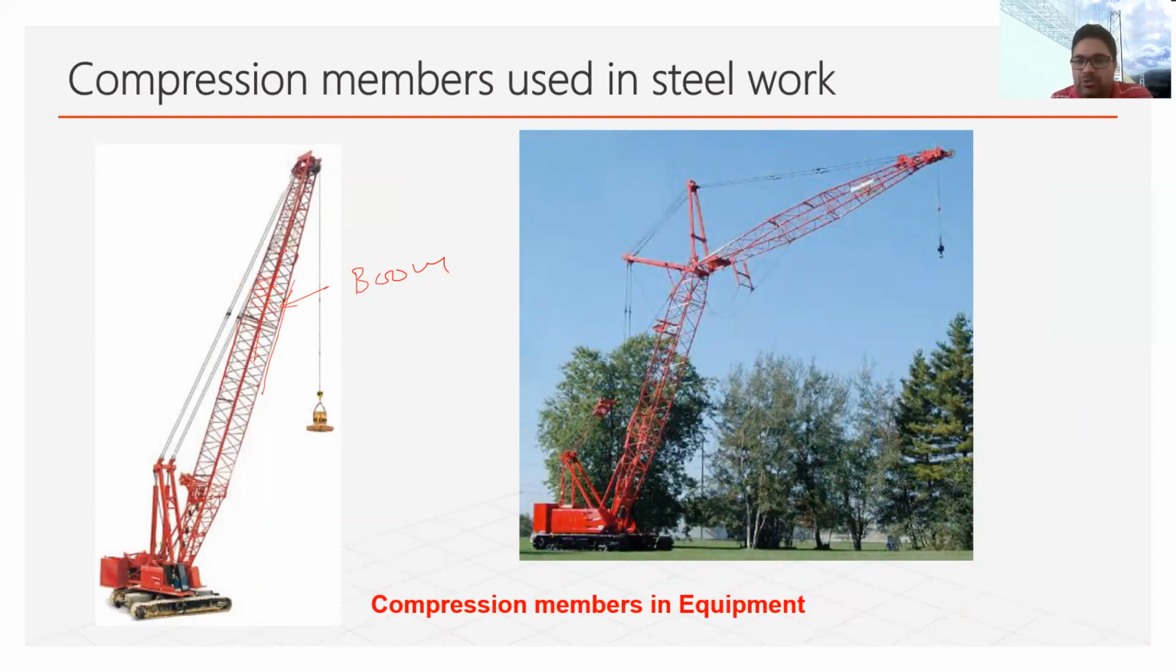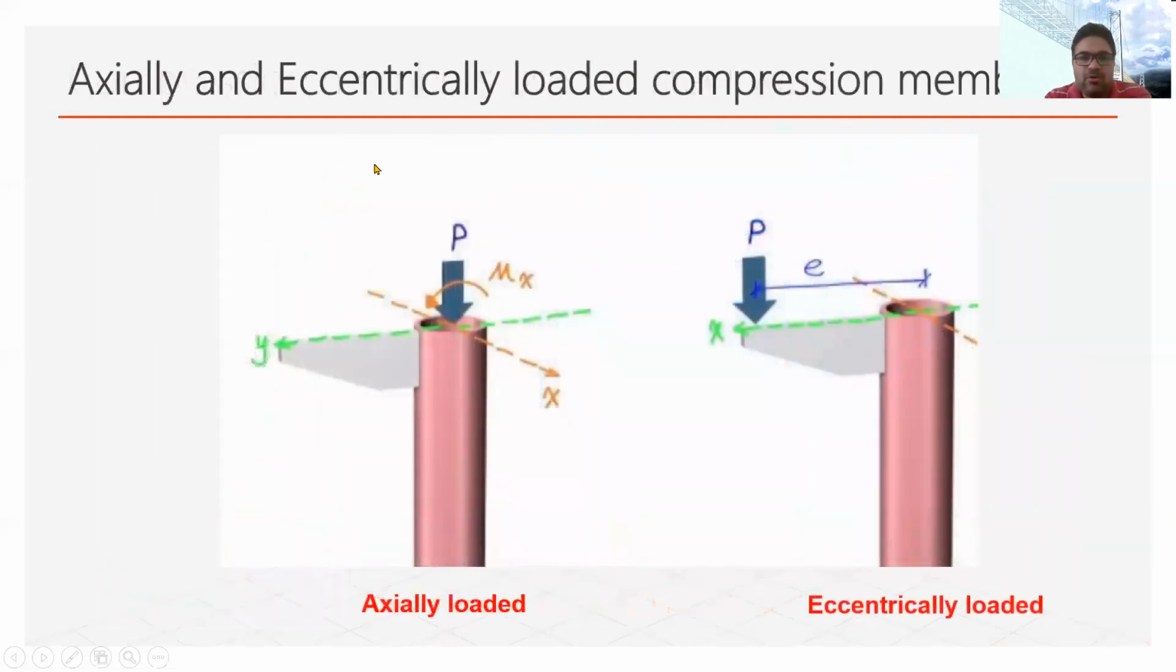I am showing you all these photos so that you understand where the applications of the compression member are. Compression members find very wide application in steel construction, in different types of buildings also. Now coming to another concept, sometimes we call it an axially loaded compression member and an eccentrically loaded compression member.